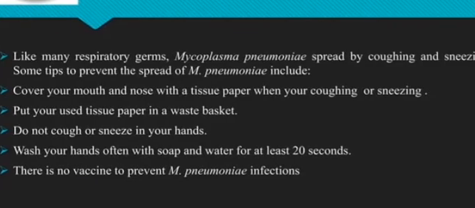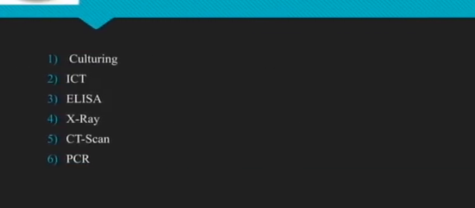Prevention. Like many respiratory germs, Mycoplasma pneumoniae is spread by coughing and sneezing. Some tips to prevent the spread of Mycoplasma pneumoniae include: cover your mouth and nose with a tissue paper when you are coughing or sneezing. Put your used tissue paper in the waste basket. Do not cough or sneeze into your hands. Wash your hands often with soap and water for at least 20 seconds. There is no vaccine to prevent pneumonia infections.